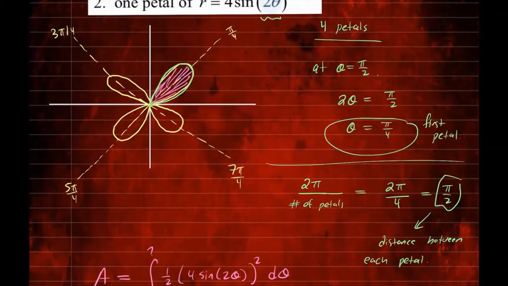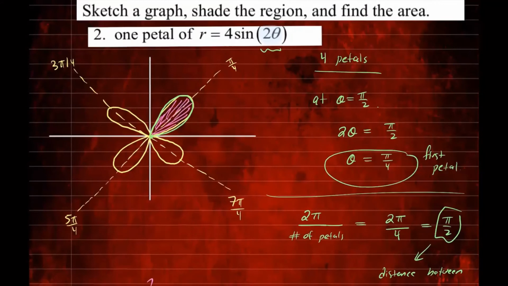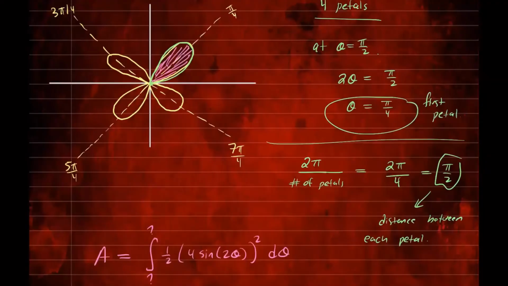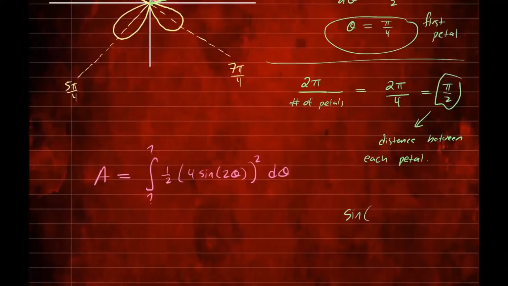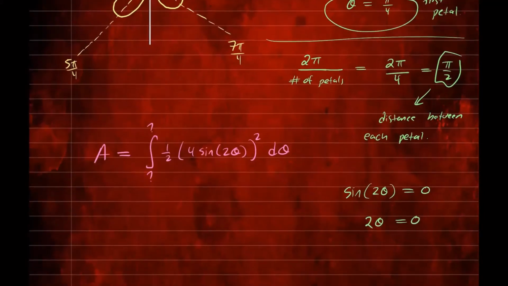Now, another way to see it is you want to see when this function comes back to 0. So we know sine 2 theta, we want it to be 0, because that's when it's going to come back to the origin. So we want 2 theta to equal 0. So that's the first point of intersection. That means theta is equal to 0. So that's your lower limit of integration.